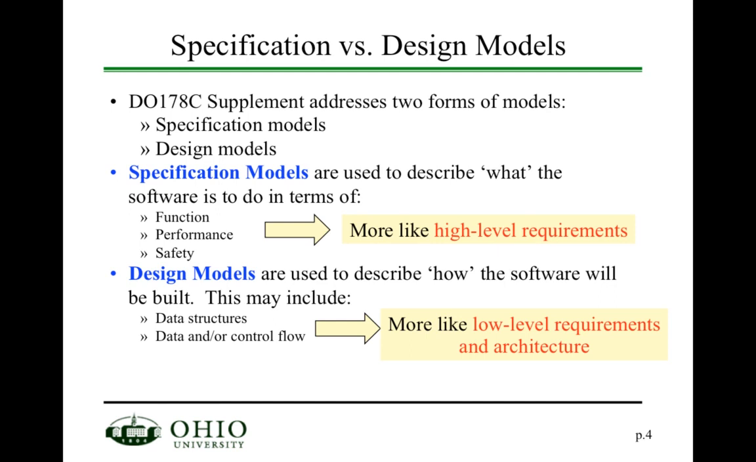In other words, what are the data structures? What is the data flow? What is the control flow? What are the detailed modules in there? So the specification models are more like high-level requirements, whereas the design models are more like low-level requirements and architecture. Of course, they're not exactly the same, but they're like it.